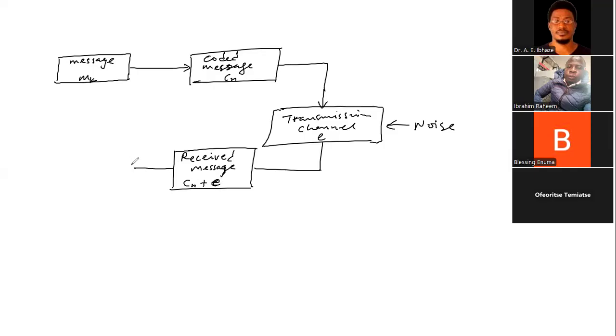Then once we have this, there is need to decode it, so we are able to separate the error from it. So this now becomes the decoded message, which will now be an estimated value of what was transmitted. So we'll place a hat on it to say it is estimated. It may not be the exact same, but it will be a replica. Let's put it that way. Okay, so let's say this is a simplified communication system model.